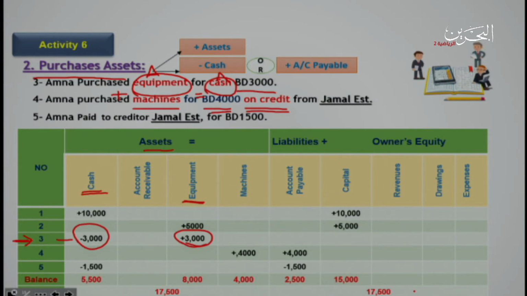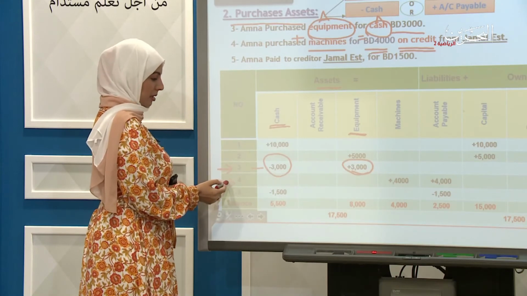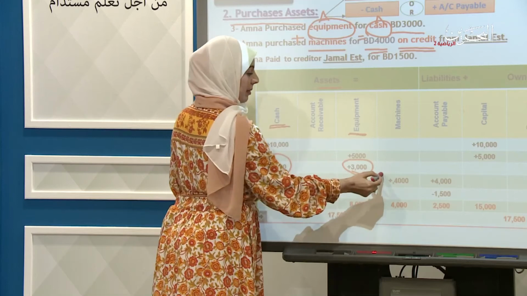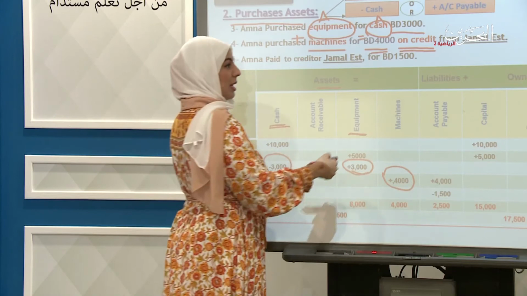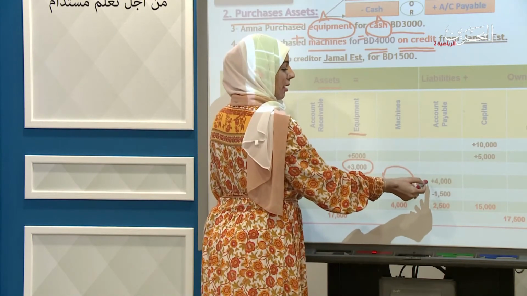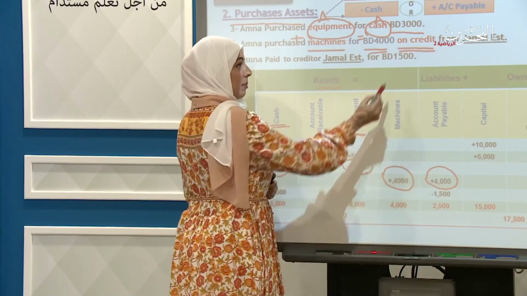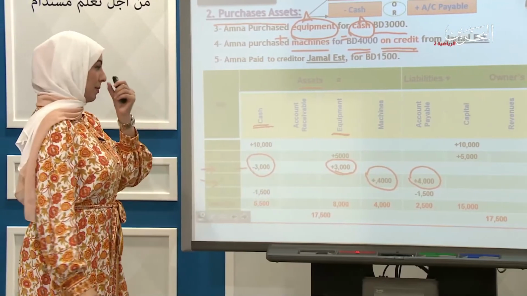So this will be a liability to my company. Showing this transaction in the table, going to transaction 4, the machine in my company will increase. Going to the machine account under the assets section, it will be increased by 4,000. Shifting to the liability of my company, it will increase by 4,000. Why is the liability increased? Because I didn't pay the price or the cost of this machine.